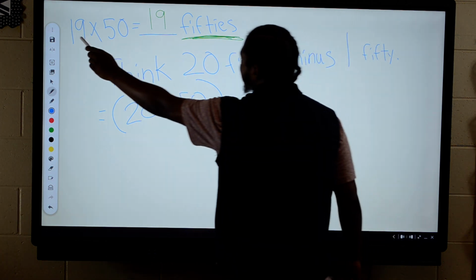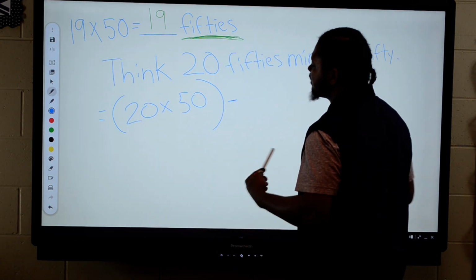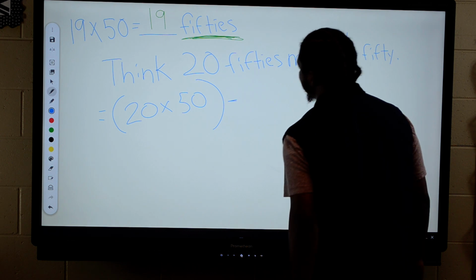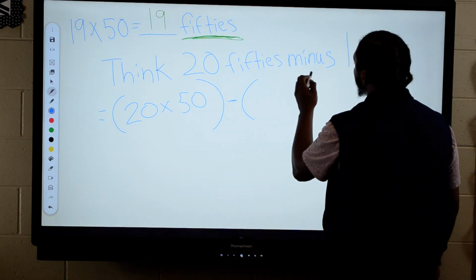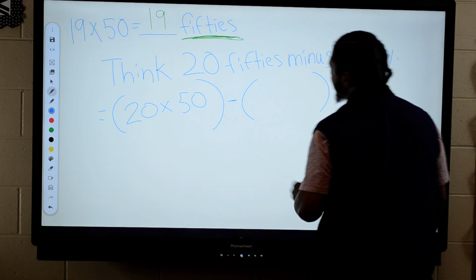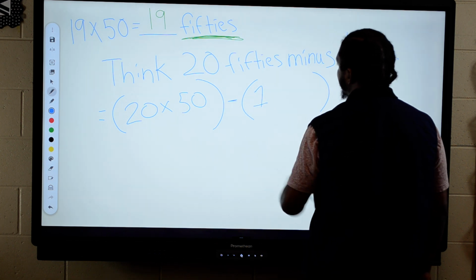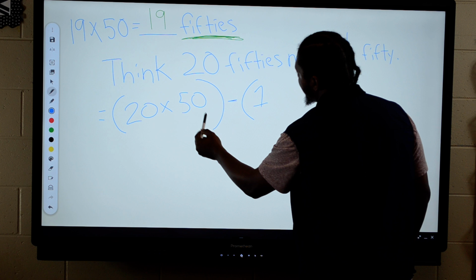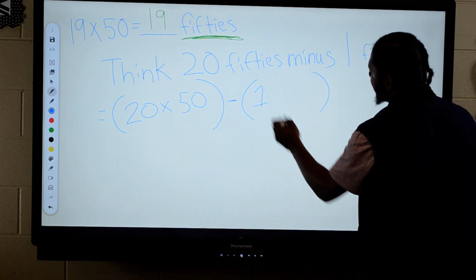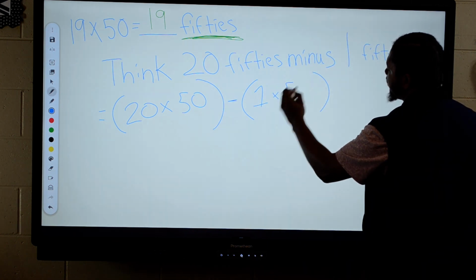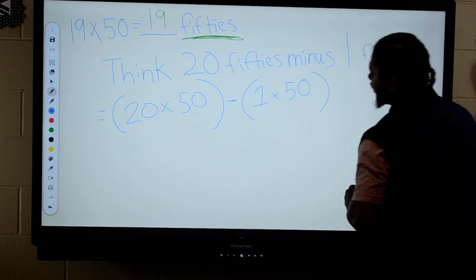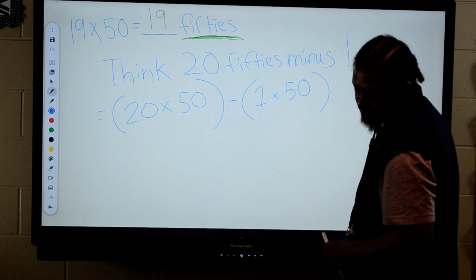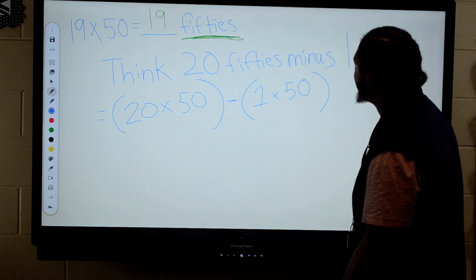Because we got to make 19, but we started with 20. So what are we going to subtract to make 19? We're going to subtract 1 from 20 to make 19. So we can put a 1 here. It says think 20 50s minus 1 50, so we have our 20 times 50 minus 1 50. So if we have 1 50, that's like multiplying 50 by 1. So now that you have this as part of your equation, we can go down to the next line.